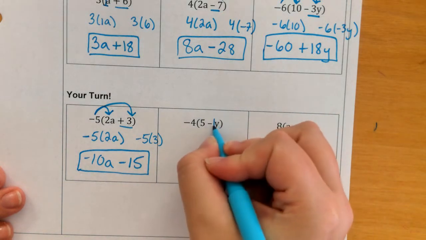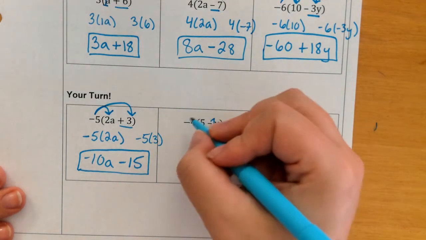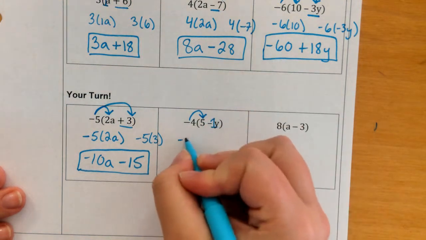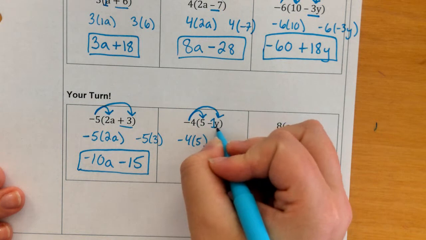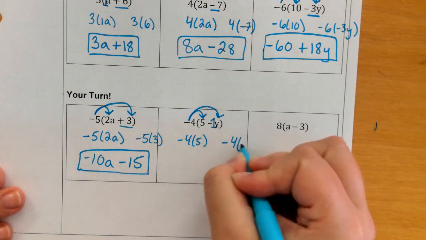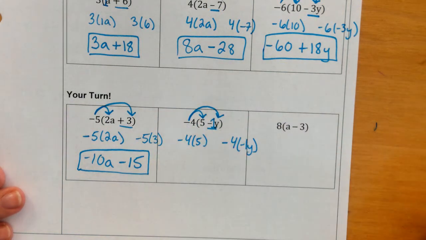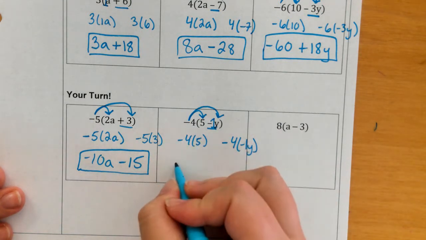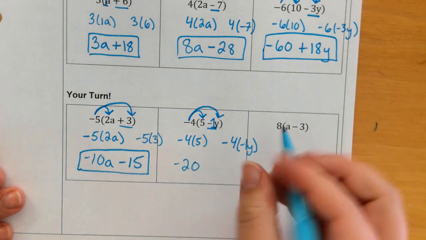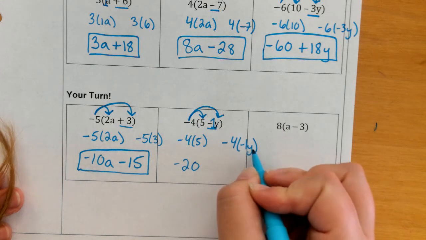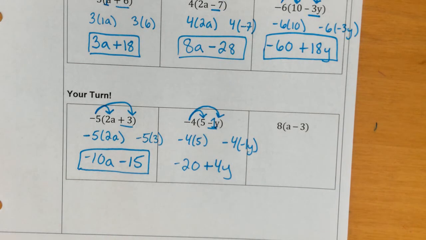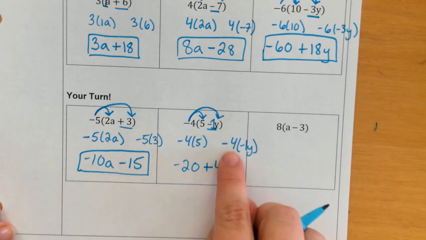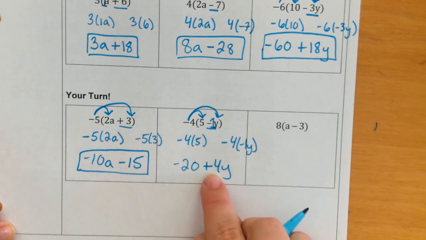Over on this one, you got that phantom 1 hanging out. Over here, it's going to be negative 4 times 5. And then we have negative 4 times negative 1y. Got a negative 1 sign in there. Negative 4 times 5 is negative 20. Negative 4 times negative 1 is a positive 4y. So negative 20 plus 4y. Because that negative times a negative gives us a positive answer.